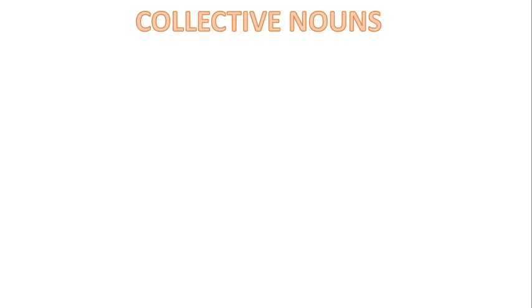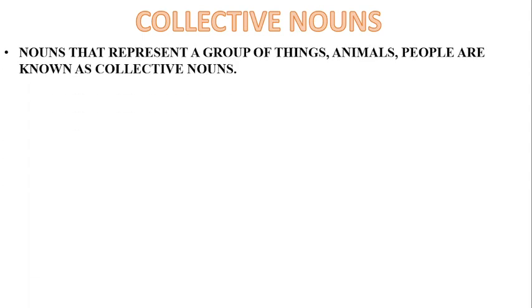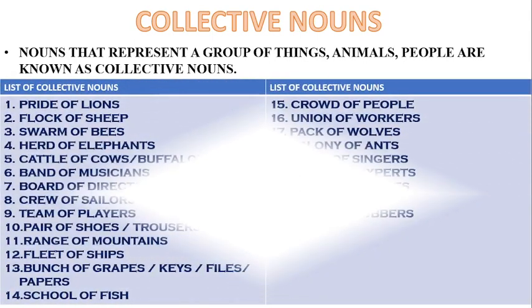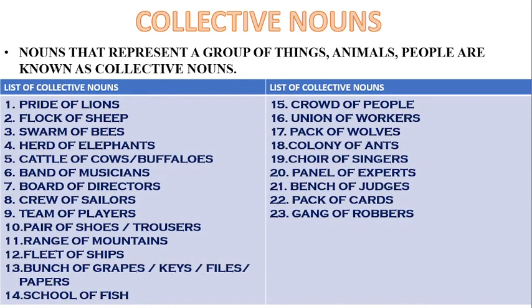Let's move on to collective nouns. So collective nouns are nothing but nouns, similar nouns which represent a group. So here is a list of few which you can just take a screenshot of it and keep it for your record. Example, for a group of lions we say pride of lions. For a group of sheep we say flock of sheep. For a group of bees we can say swarm of bees, and so on.